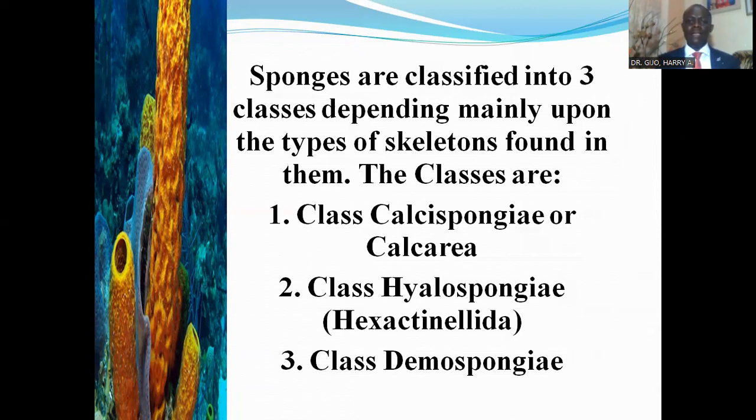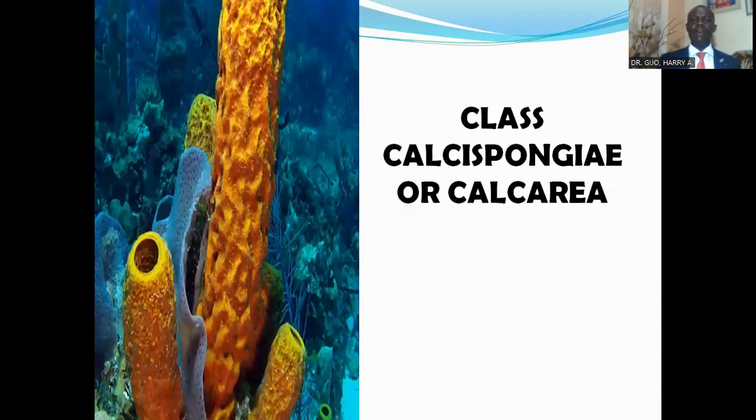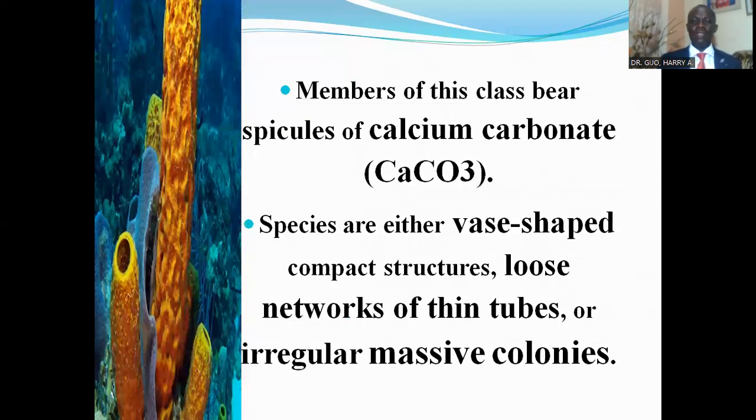The classes are: 1, the class Calcispongia or Calcarea; 2, the class Hyalospongia or Hexactinellida; and 3, the class Demospongia. So these are the 3 classes of sponges. Now I want to look at the class Calcispongia or Calcarea.